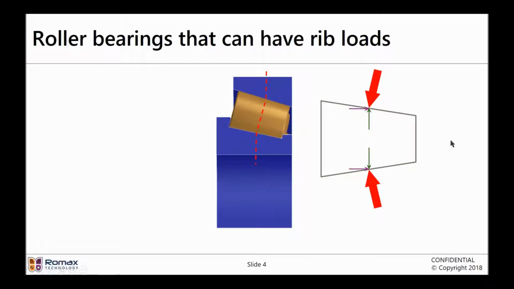Now physically, you can imagine that if you didn't have the rib in there, it wouldn't take too many revolutions and this roller would just work its way right out of the bearing. So that's really what the rib load is doing. It's keeping that roller in the bearing.